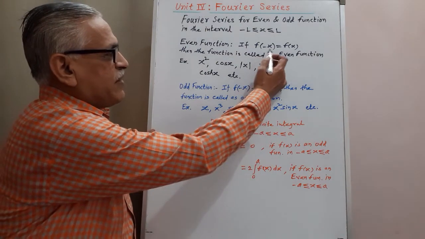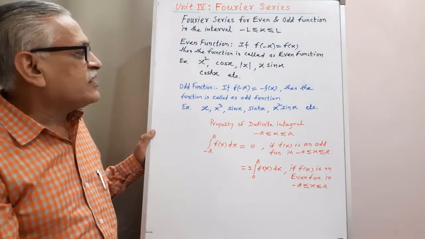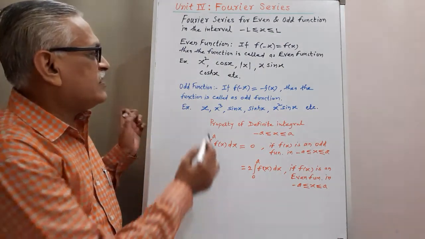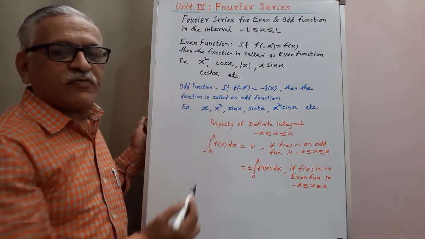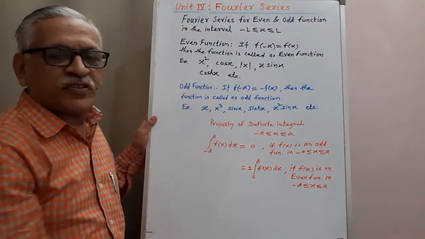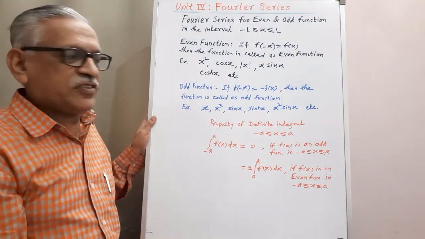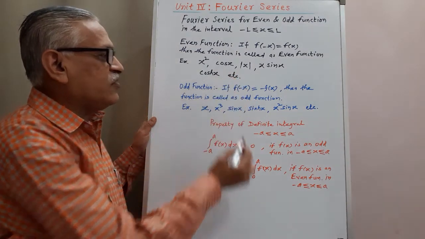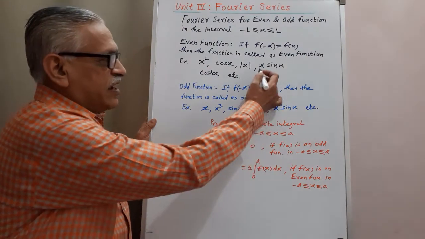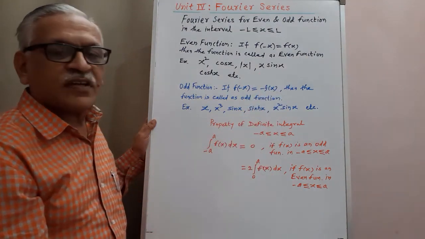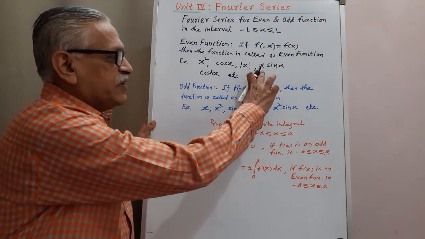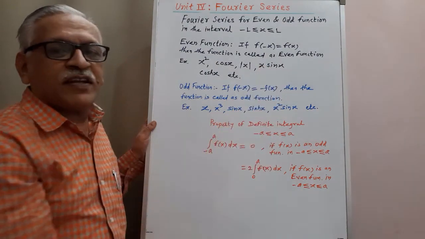If f of minus x is equal to f of x, then that function is called as even function. For example, x square. If we replace x by minus x, we get same function x square. Cos x, cos of minus x is cos x. That's why it is an even function. Mod of x is again an even function. X into sine of x. If we replace x by minus x, it becomes minus x sine of minus x.